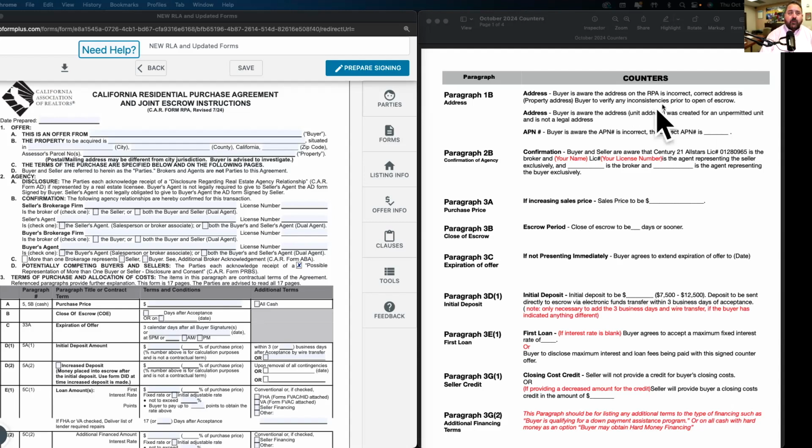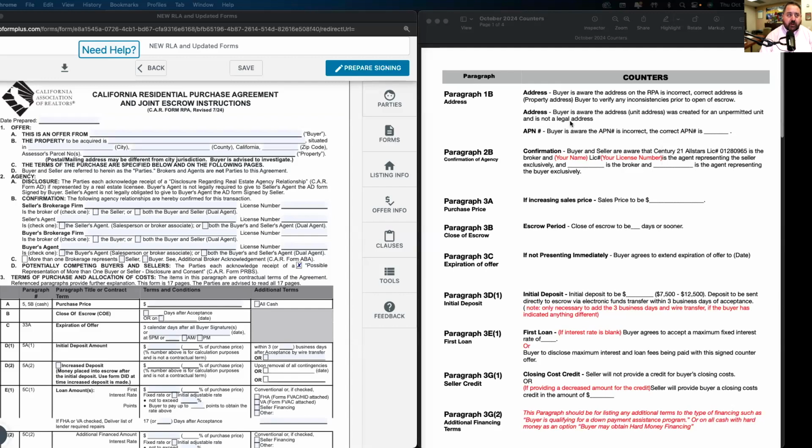Post office will deliver. Doesn't mean it's a legal address, doesn't mean it's a legal building. So you have to counter that. So that's part of the address also. Buyers are aware the address and the unit address was created for an unpermitted unit, is not a legal address. And then if they do give you an APN number here in this section and the APN number is not correct, and you should double check those APNs just the same way as the address to make sure it is the correct APN. And if it's not, buyer is aware the APN number is incorrect. The correct APN is blank. Those are all pretty straightforward, right? That's clarifying the address and clarifying the APN number to make sure that it's correct.